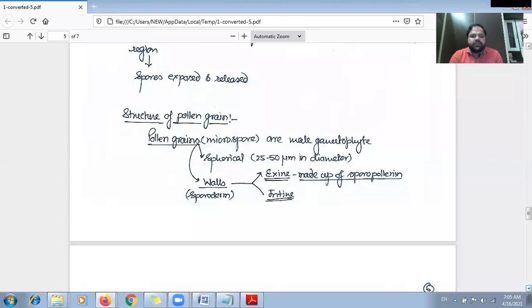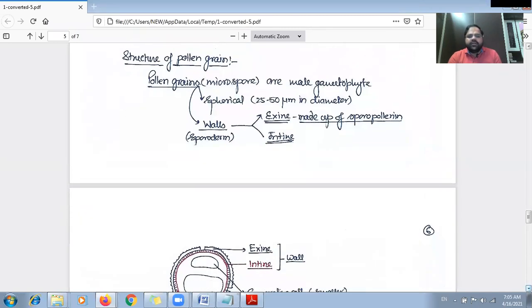Now we'll understand the structure of the pollen grain in detail here. So pollen grains or microspores are also known as male gametophyte, and generally it is spherical, although there is a wide variation in the structure in different plants. Its size ranges from 25 to 50 micrometer in diameter, and the wall of the pollen grain will be encircled by two layers.